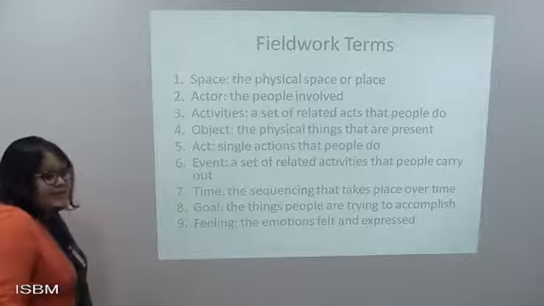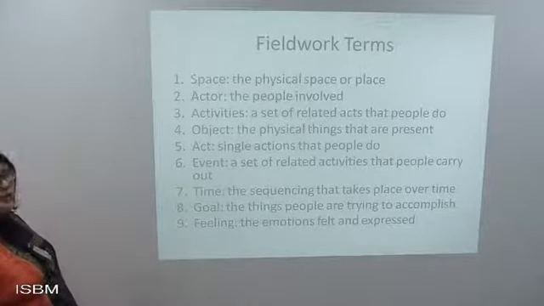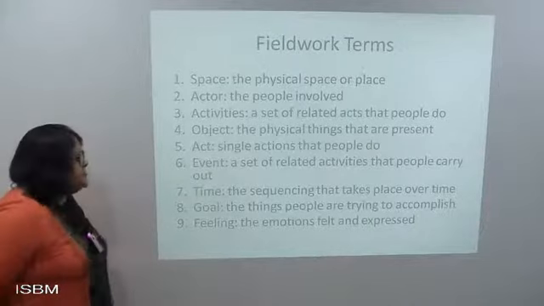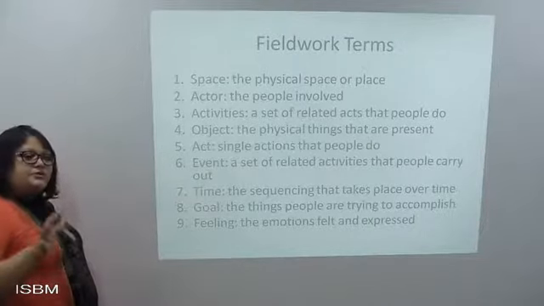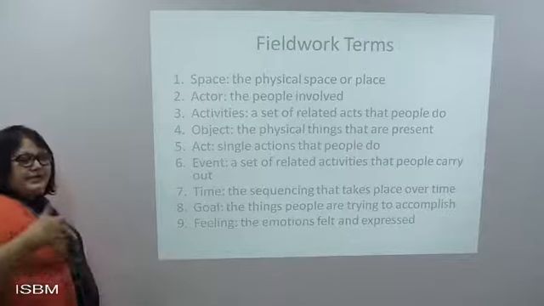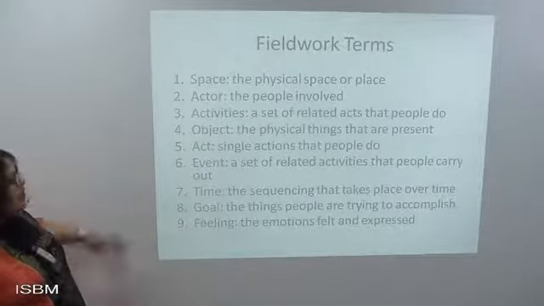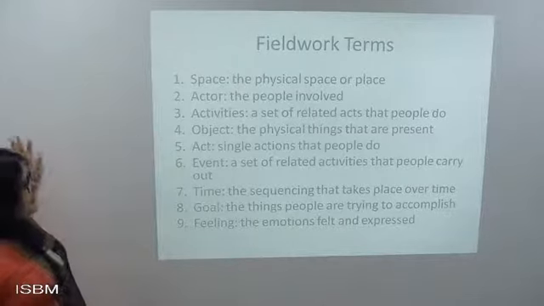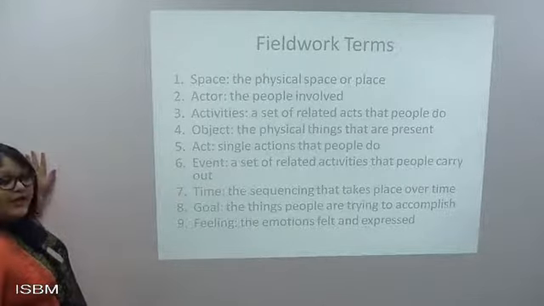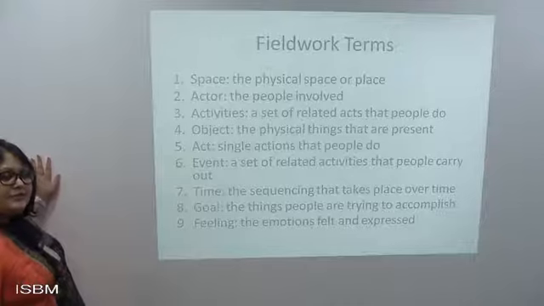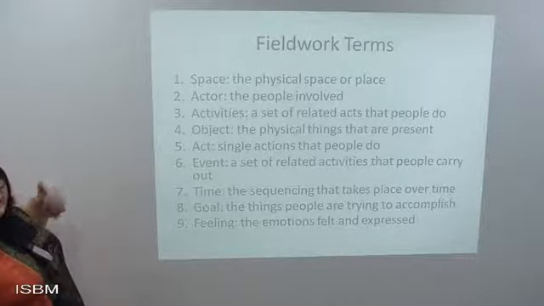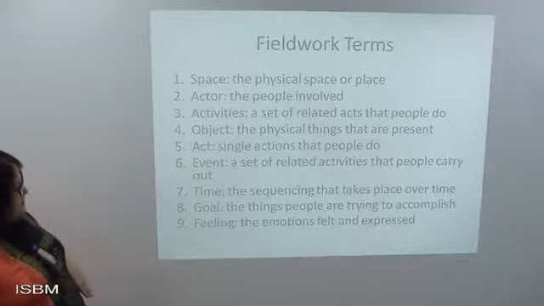The objects would be the physical things that they represent. The acts are the single action that the people do. The events would relate to the activities that people carry on with and which you observe during your entire ethnographic process. Timing is the way from the start of your research program till the end in which you sequence the course of actions that takes place.